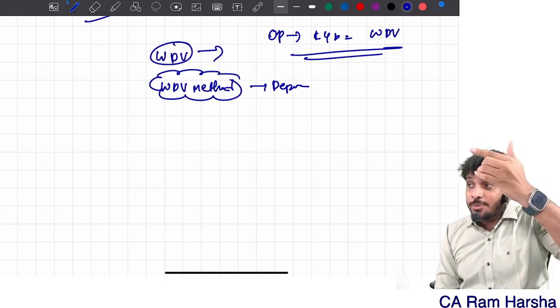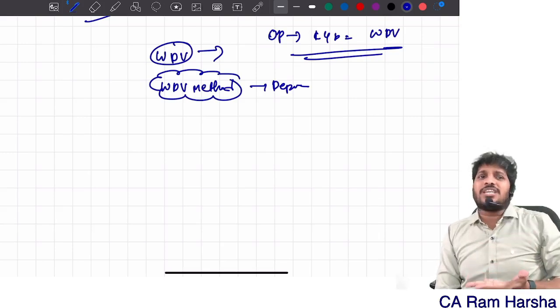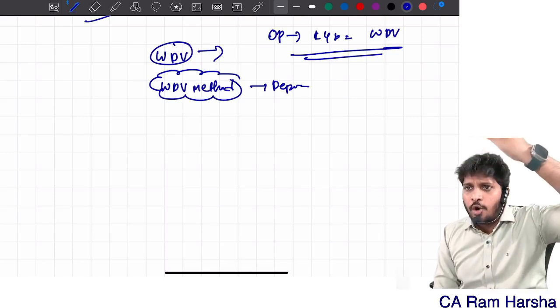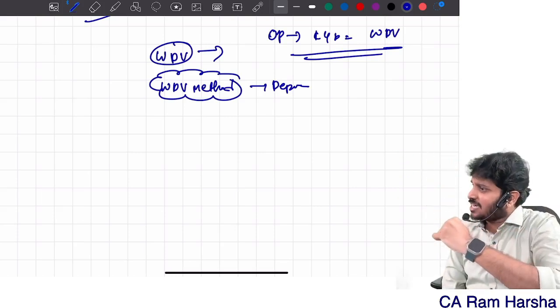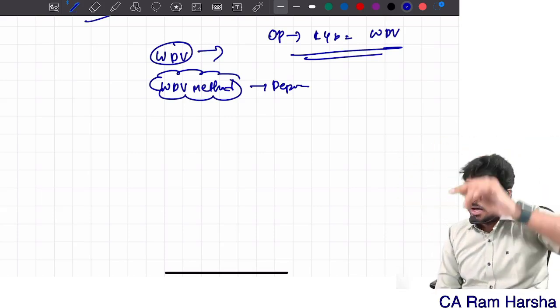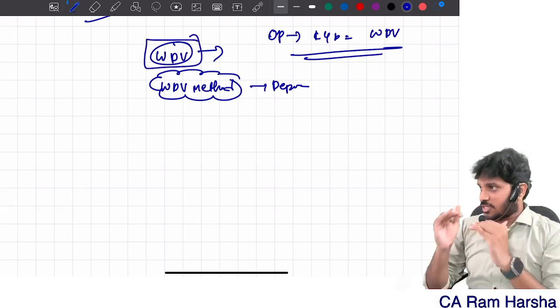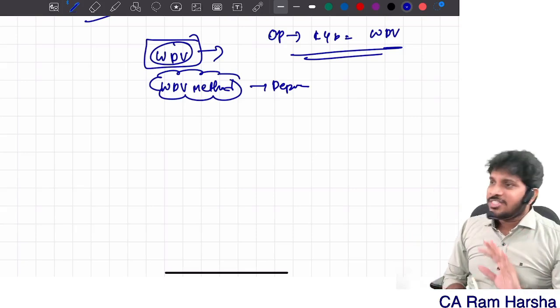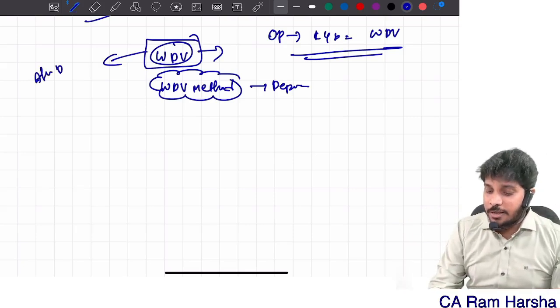Opening written down value is the written down value on the opening date. Closing written down value is the value at the end. The difference between opening and closing written down value is the current year depreciation. That is accounting. But in income tax, WDV has a different meaning. Of course, it's written down value only. Generally in accounting, written down value means after depreciation value.